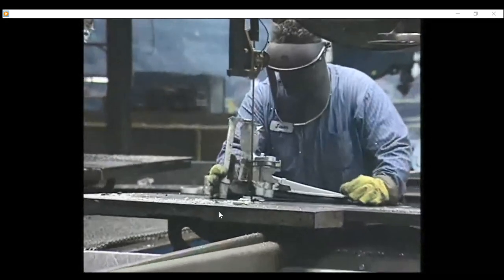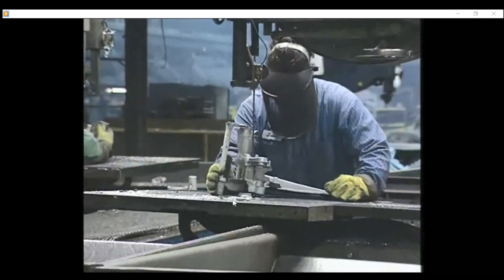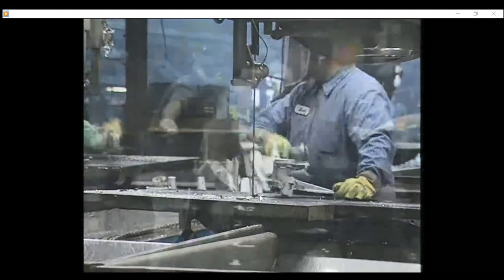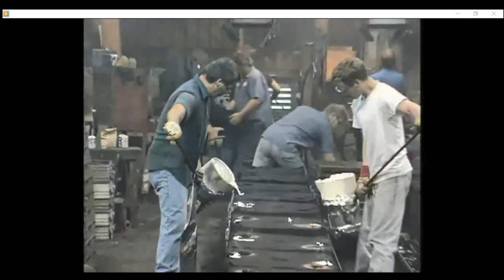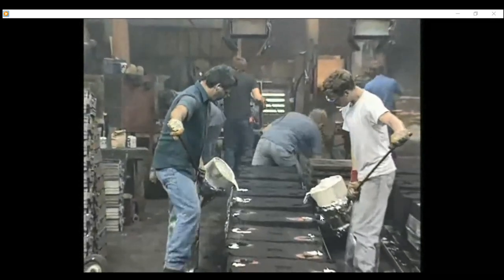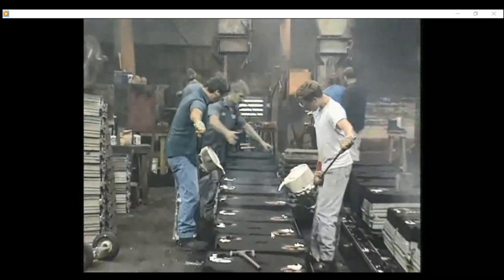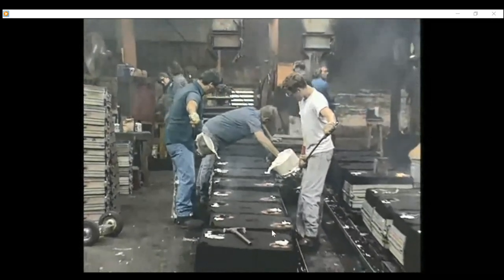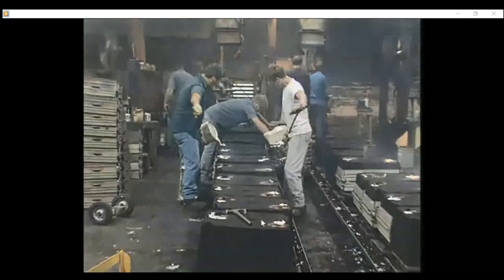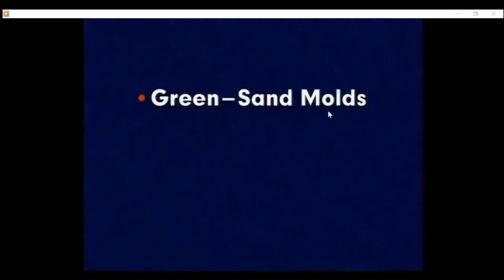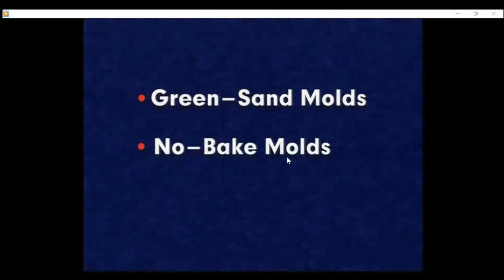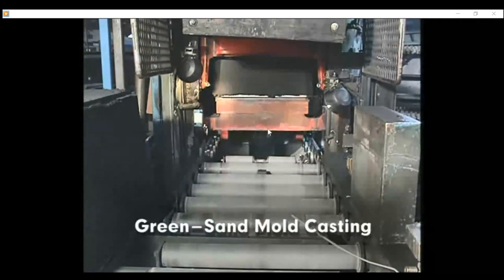It is made of sand. As you can see, it is brown or black in color. It is not green. They call it green sand, but actually the color is not green at all. Then now manual feeding, as you can see here, manually feeding several casts. So time is consumed here. This is a green sand mold. As we described also, there are no-bake and shell molds. So this is the item.